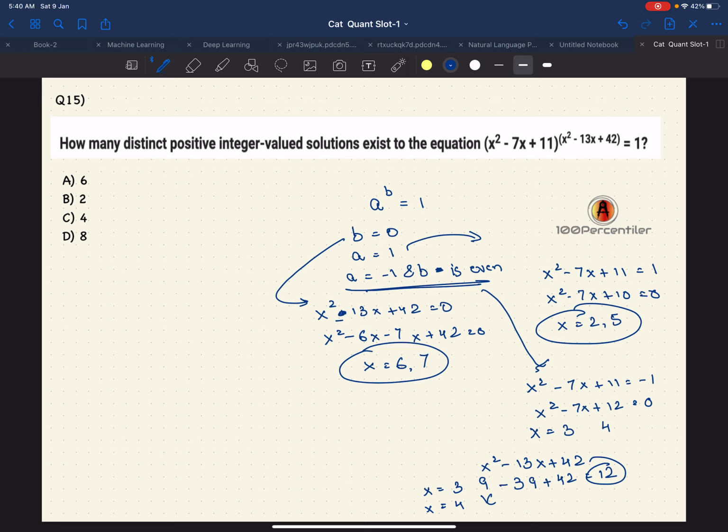And now for x equal to 4, minus 52 plus 42, all the three are even, so this will again be even. And therefore there are 6 possible values here: 2, 3, 4, 5, 6 and 7. These are the possible positive distinct solutions here.